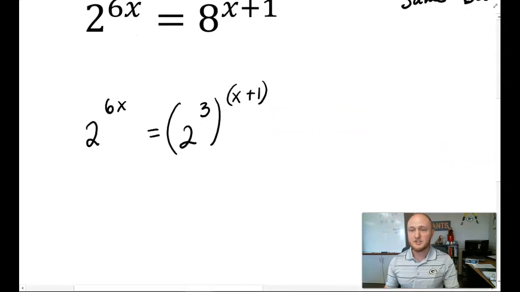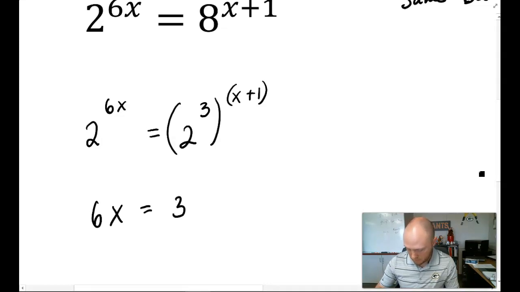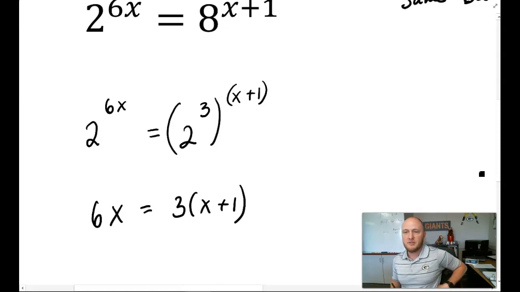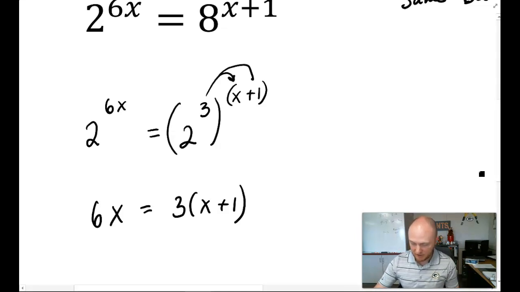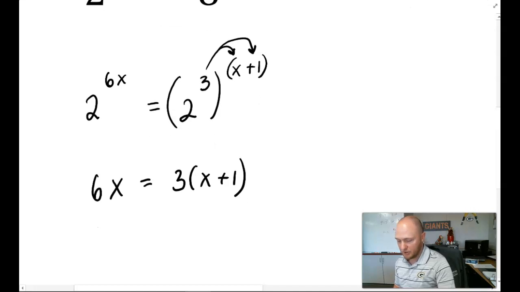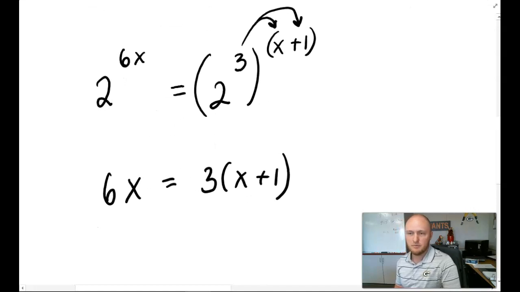Okay, now, do you guys agree I have the same base? Yes. So therefore, if the bases are the same, the exponents have to be the same. I put that parenthesis around the x plus 1 because if you do multiply this, you need to distribute. It's 3x plus 3, okay? So those parentheses around that binomial, 2 terms, the x plus 1 is important.